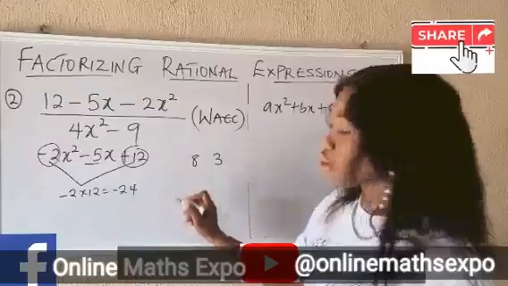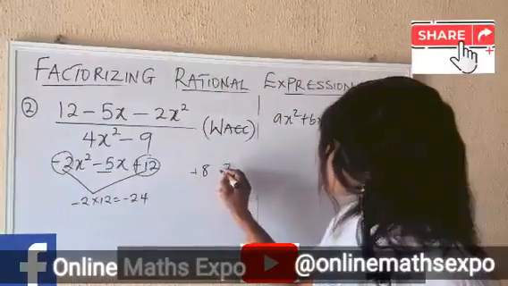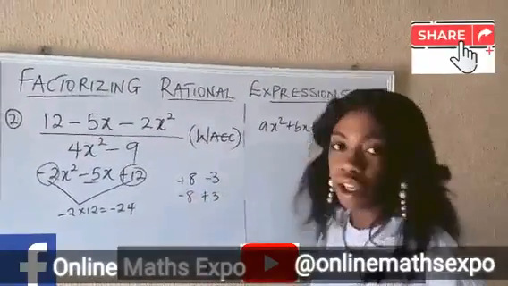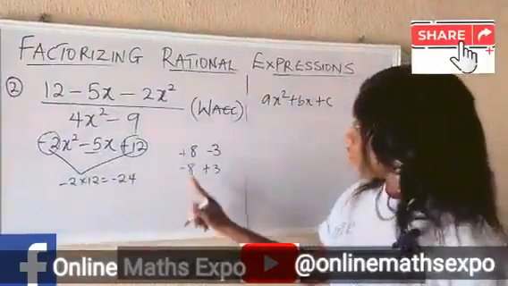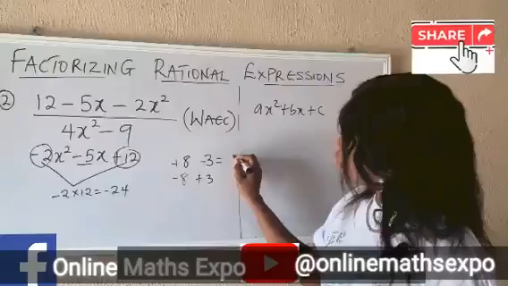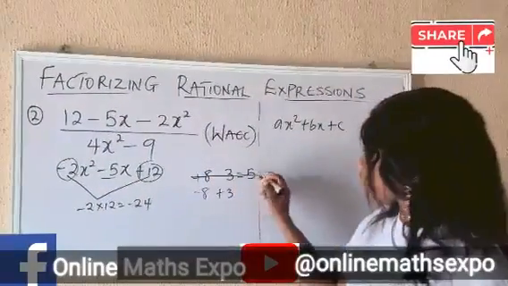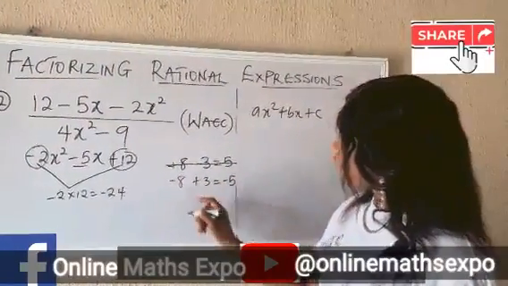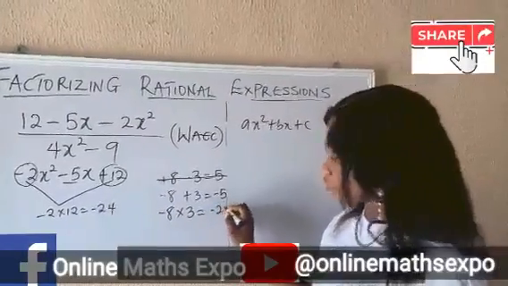Remember, it is two numbers that will give us minus 24. So as usual, the two signs that will multiply to give us minus are plus 8 and minus 3, or minus 8 and plus 3. Let's check which one gives us the middle value. 8 minus 3 will give us 5, but what we are looking for is minus 5, so we rule this off. Minus 8 plus 3 will give us minus 5, and when you multiply minus 8 by 3, it will still give us minus 24.